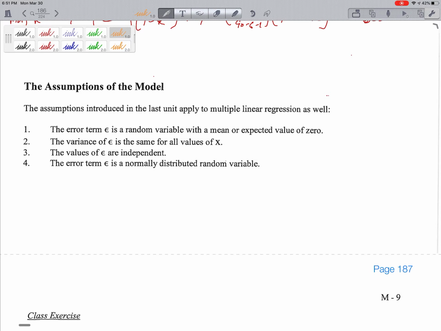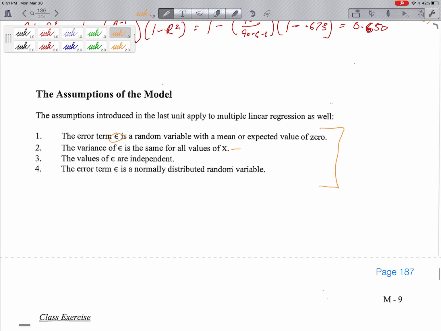So the assumptions of the model. Remember, we talked about these in Unit S here. And it says that these are 4 assumptions that must hold when you're dealing with the regression: that the error terms are a random variable with a mean of 0, an expected value of 0. That's actually the actual e's that we get here, are normally distributed, and they have a mean equal to 0, so that's not a problem.